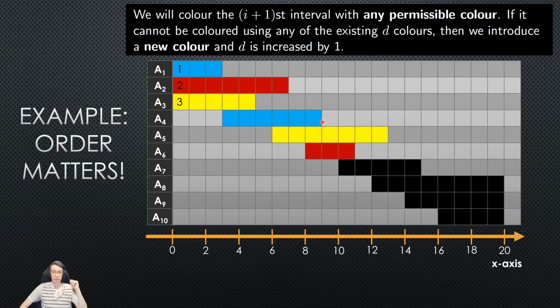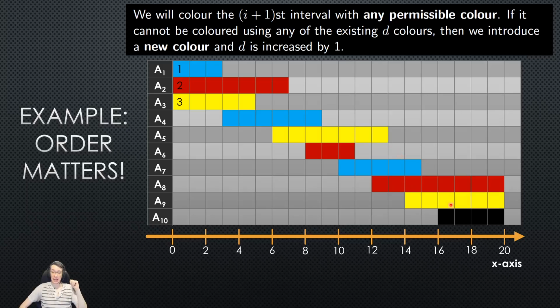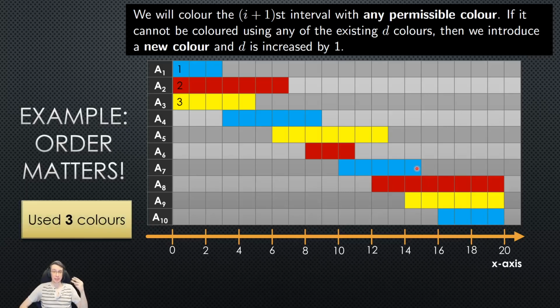A7's start time is greater than or equal to the finish time of color 4, so we can reuse blue. A8 collides with blue, but then color number 2, the red, we can reuse. And A9 overlaps color 1, it overlaps color 2, so we have to use color 3, which is yellow. But now A10 doesn't overlap blue, so we can reuse that. And we managed now to color all of these intervals using only 3 colors.